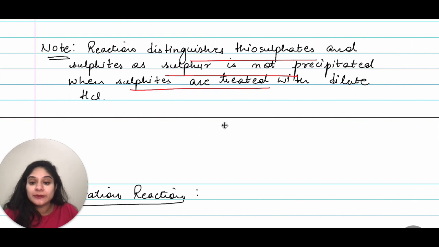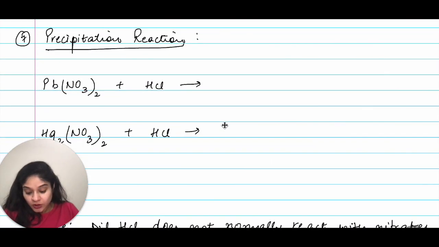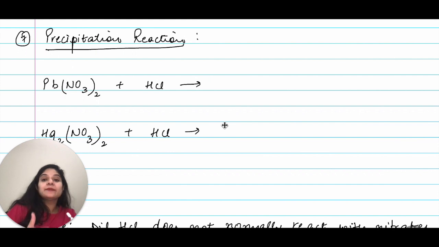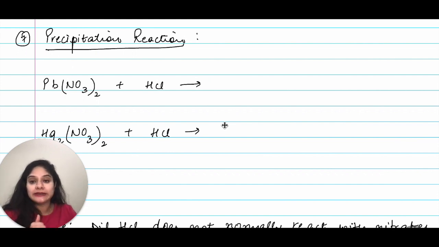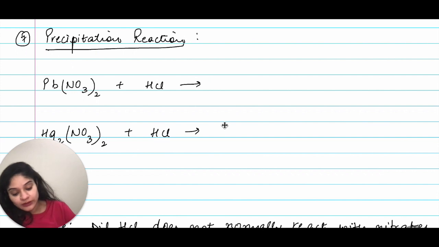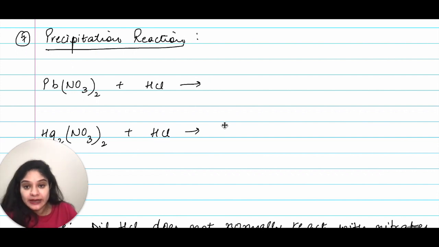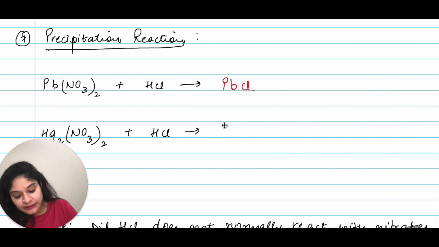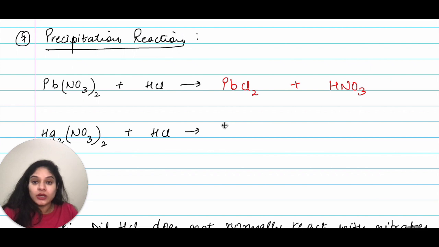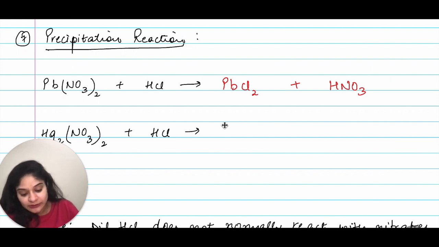Moving on to precipitation reaction. So in general, our HCl, dilute HCl, does not react with nitrates, except it would react with lead nitrate and mercury nitrate to give us white PPTs. So let's look at the reaction. So lead nitrate, I have Pb(NO3)2 plus HCl, which will give me a chloride, that is lead chloride. So it will give me PbCl2 plus HNO3 acid. Okay, so this is the reaction that you will get. This PbCl2 is your white PPT.